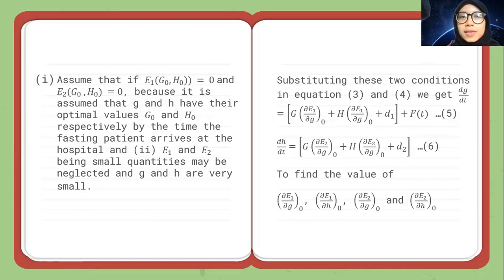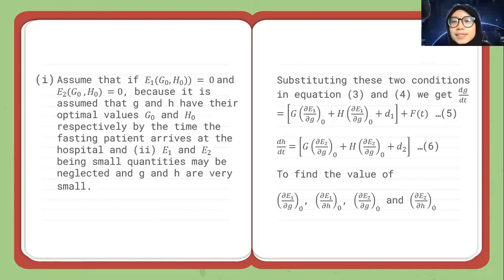First, assume that E1(G0, H0) equals 0 and E2(G0, H0) equals 0, because it is assumed that G and H have their optimal values G0 and H0 respectively at the time the fasting patient arrives at the hospital. Second, d1 and d2 are small quantities and may be neglected, as g and h are very small.